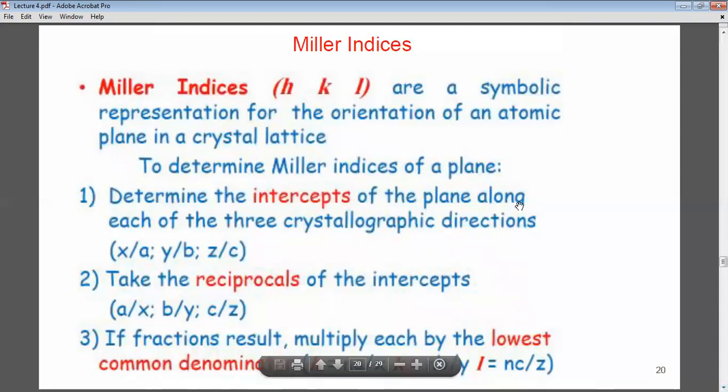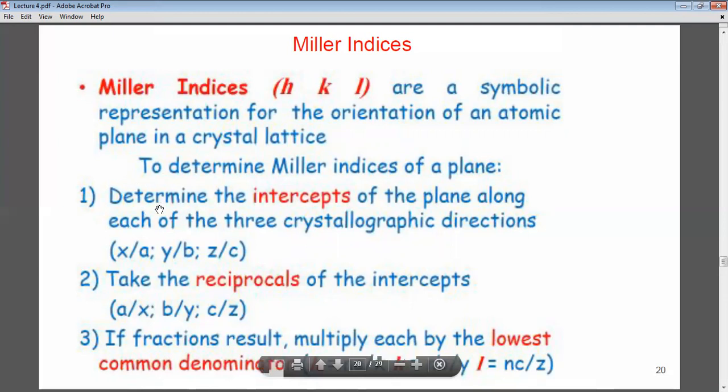Miller indices, this is how we describe crystal planes. So Miller indices, HKL, are a symbolic representation for the orientation of an atomic plane in a crystal lattice. So there are crystal planes, but how do we describe them? We describe them using Miller indices. Notice there is also HKL, but these are round brackets rather than square brackets. Okay, so how do we determine the HKL?